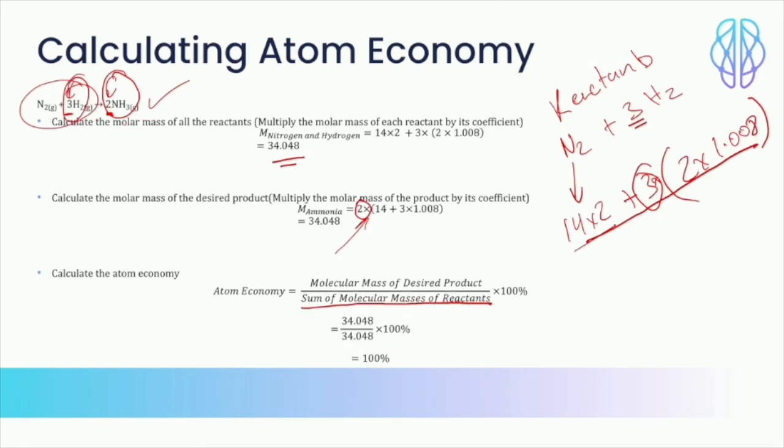Once you put that into your equation, you get 34.048 divided by 34.048 times 100%. If you put that into your calculator, you'll get 100%. What that tells you is this equation has an atom economy of 100%, or 100% of the atoms that are present in the original reactants are being used to make the final product. So this is a very good reaction.